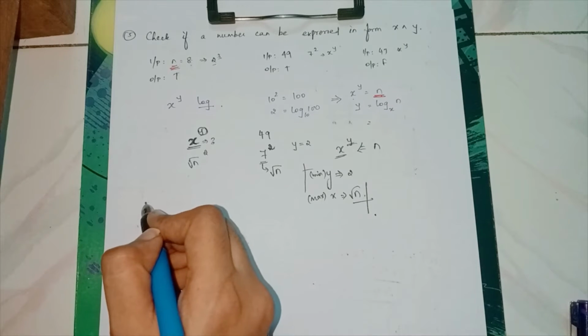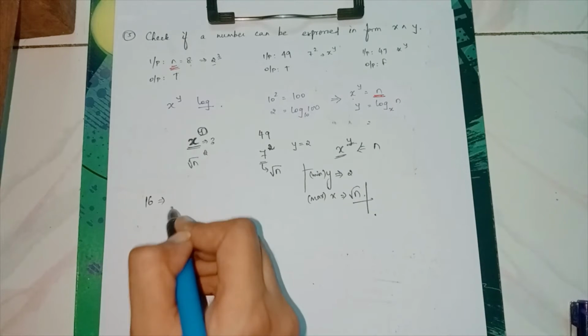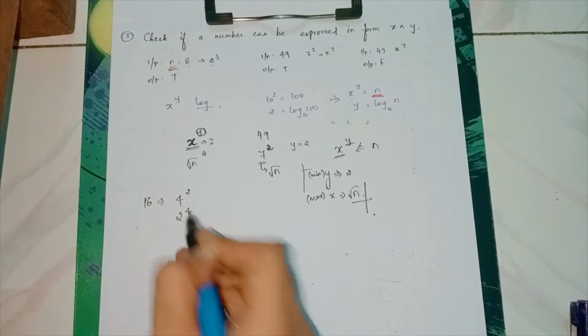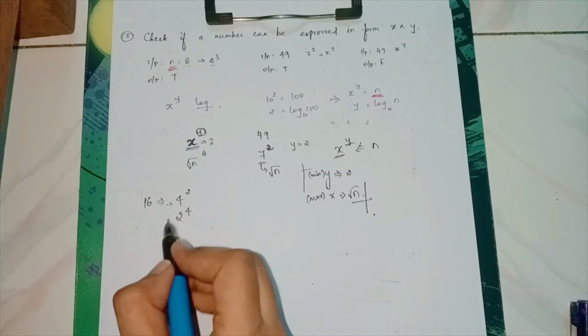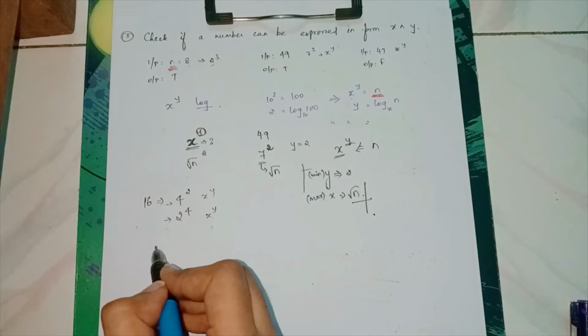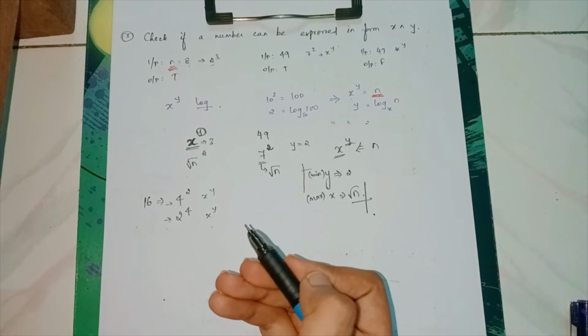For example, 16 can be written as 4 square. It can also be written as 2 power 4. So there are two ways of writing it. This is also of the form x power y, this is also of the form x power y. But what is the base condition you see here?